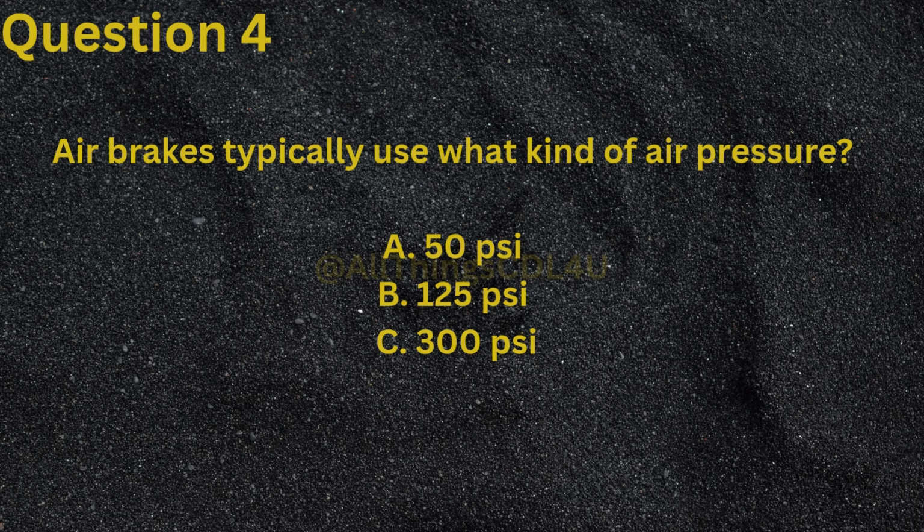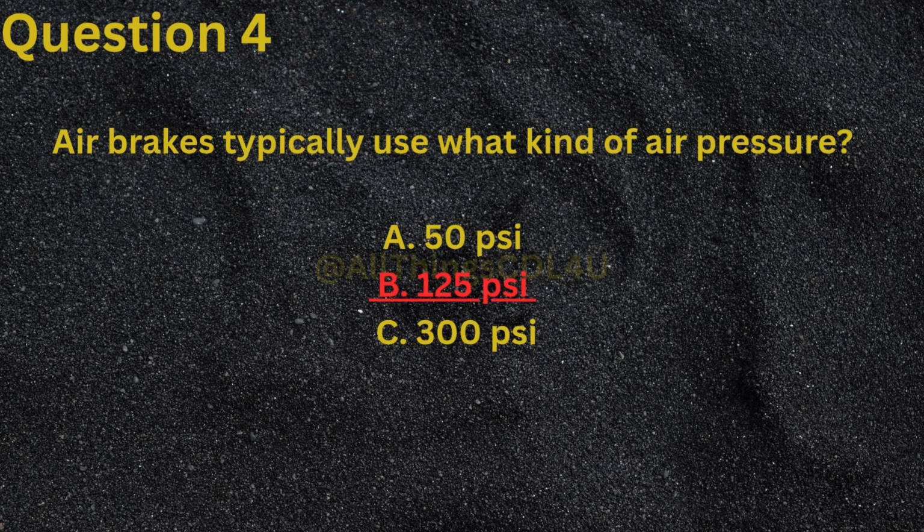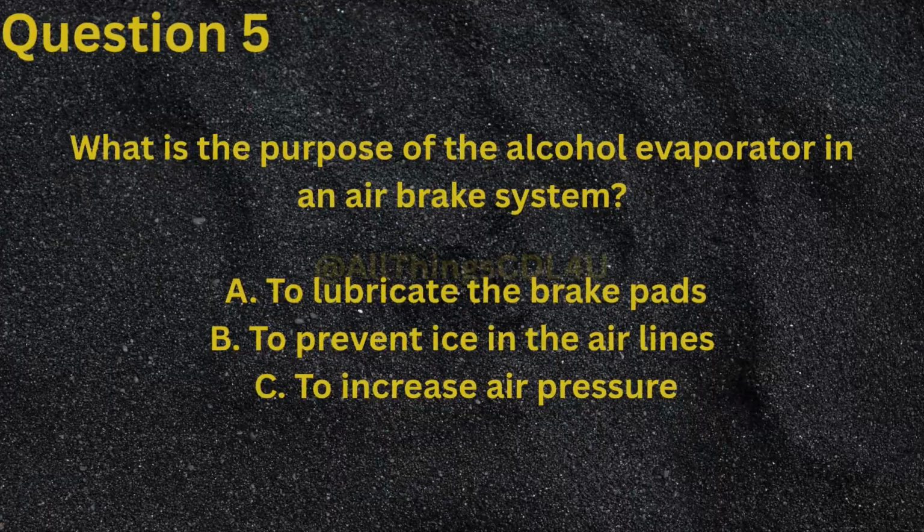Air brakes typically use what kind of air pressure? A. 50 psi. B. 125 psi. C. 300 psi. B. 125 psi.